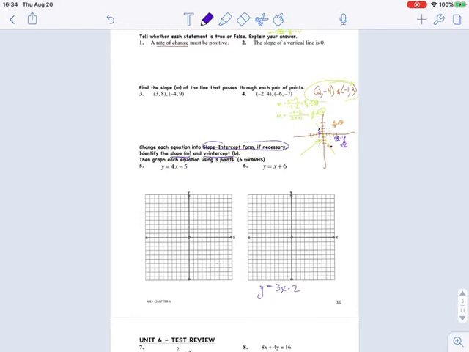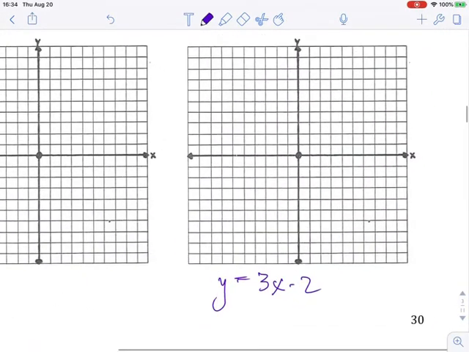Okay? So here's an example problem that I want us to do. Y equals 3x minus 2.